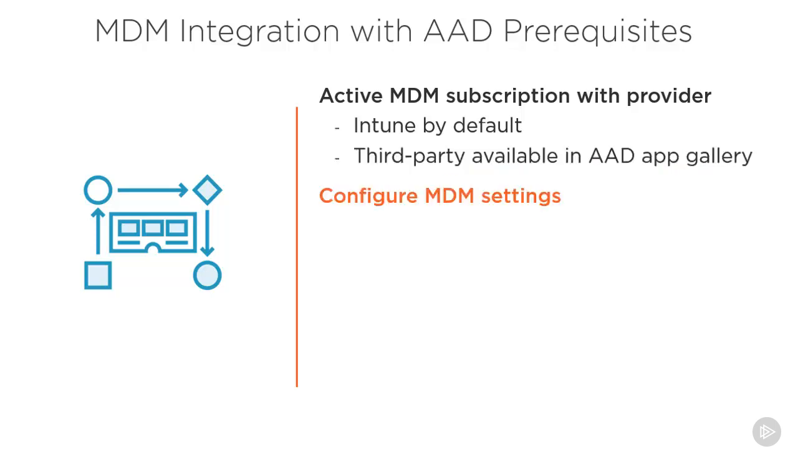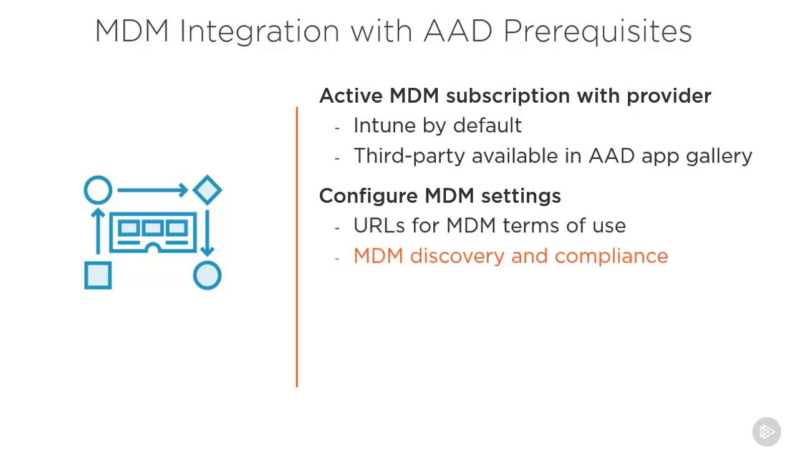Another prerequisite is to configure the MDM settings. This includes the URLs for the MDM terms of use, so the users have to view them and understand what the expectations that you have of them when using MDM. There are also some configuration settings for MDM discovery and compliance. And lastly, while we're configuring MDM settings, we can configure the scope of the devices.